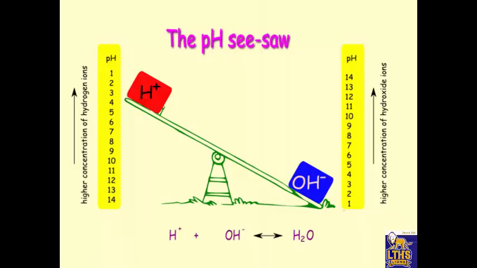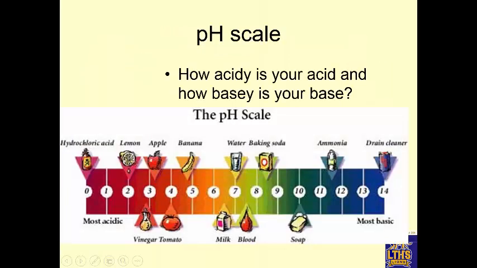If you have a pH of 1, that means you have a lot of hydrogen concentration, lots. pH of 1, lots of this. So that's when you have a pH of 1. Okay? pH of 14, lots of this. And then if you even it out, as you get less H plus, you get more OH minus till you're perfectly even at 7. All right, pH scale: how acidy is your acid and how basey is your base.